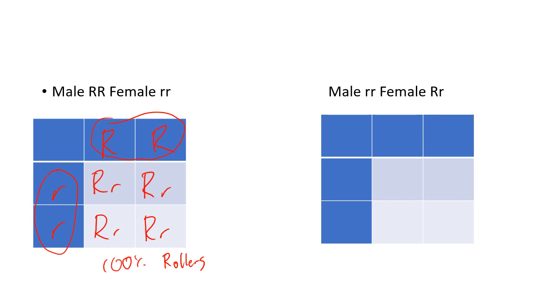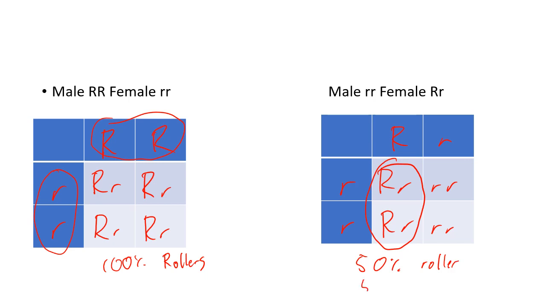Now we're going to put the male right here, little r, female right here, big R, little r. Okay, fill in our table. Again, 2 out of 4, or 50%, can roll their tongue. 50% can't. Okay, so hopefully that makes sense.